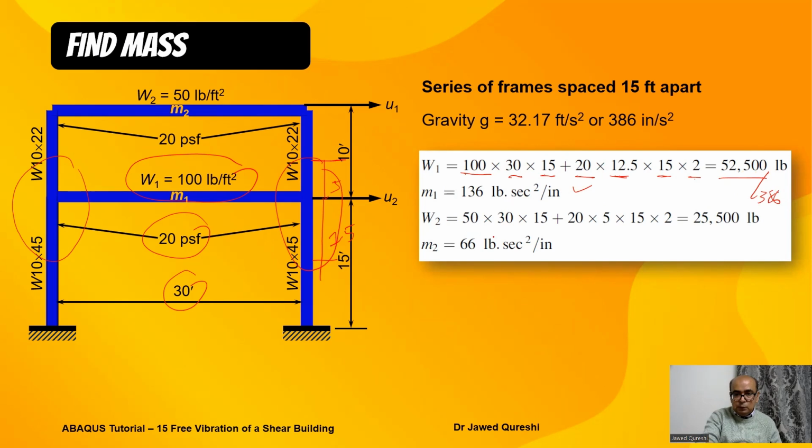The same is the case for the second one. For the second one, we have a weight of 50 pounds per square foot. We multiply it with the floor dimension, 30 is this dimension, and 15 is the out of plane dimension. Again, we multiply 20 with the tributary area. Now the tributary area is 5 feet times the out of plane dimension of 15, and we have 2 of these, so that's why we multiplied by 2. We get this value, and when we divide it by 386, we get 66 pounds second squared per inch as M2. We'll use this M1 and M2 in our numerical modeling.